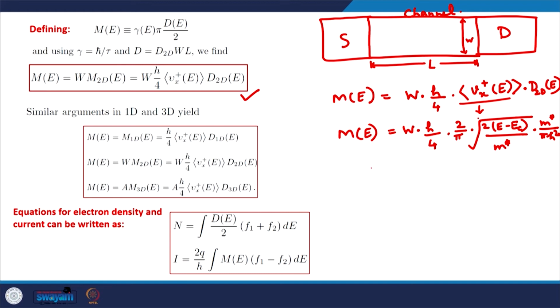Now, if we assume, or I won't say assume, because that is generally the case in most devices near the conduction band, we have a parabolic relationship between E and K. So, the E-K relationship can be written as E equals EC plus h bar square K square divided by 2 m star, where K is the wave number of the electrons, which means E minus EC is essentially h bar square K square divided by 2 m star.